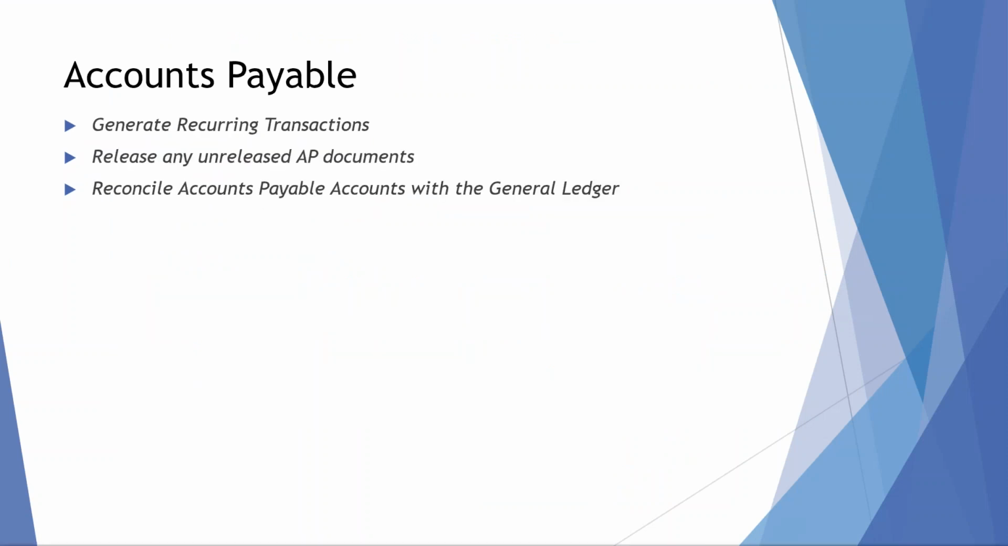So once you get your 1099s done, it's time to close payables. Once you get that done, it's a piece of cake. And luckily, I just had one 1099 I had to get out. So with payables, you're going to be going through the same process. You're going to look at your recurring transactions. You're going to release any AP, and you're also going to reconcile your AP accounts back to your general ledger.